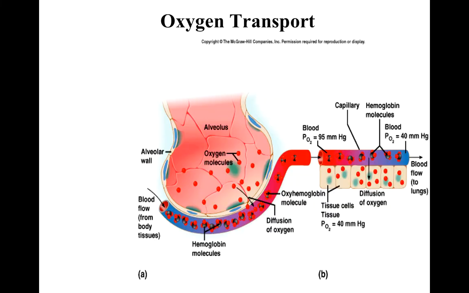Oxygen is transported through the blood. Most of it is in the form of oxyhemoglobin, so most of it's bound to hemoglobin. Some of it is just traveling within the blood.